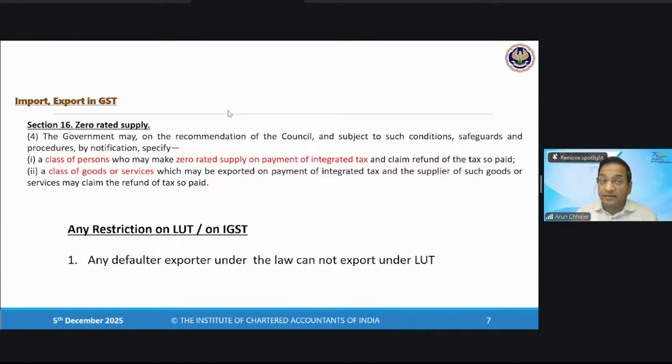Same answer. Merchant export and deemed export are both not zero rated supply, and therefore the LUT route is not at all available with them. They have to make the payment of IGST or CGST, SGST, whatever the tax is applicable, and subsequently they can take the refund.